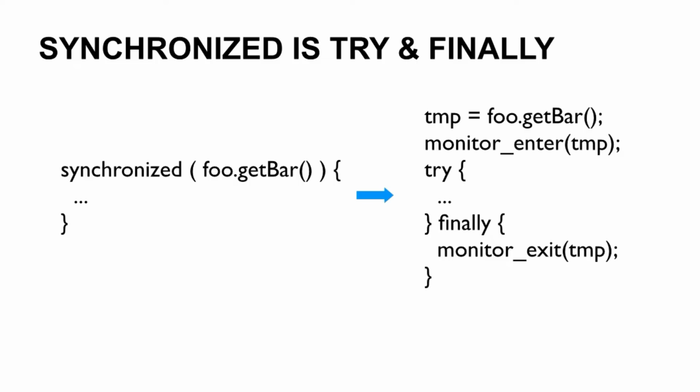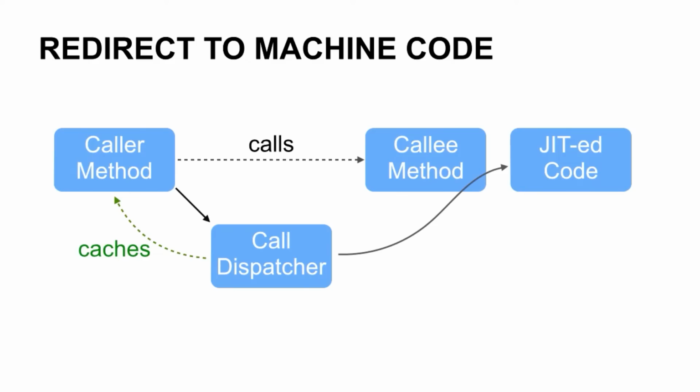Additionally, methods that contain synchronized blocks actually contain try-finallys. The way synchronized actually gets compiled is into the code on the right. First, the lock object is retrieved and stored into a temporary variable. Then monitor enter is used to lock the object. Then try contains the body of the synchronized block, and the finally block unlocks the object. So while you don't think you have an exception handler, if you have a synchronized block, you do actually have an exception handler.